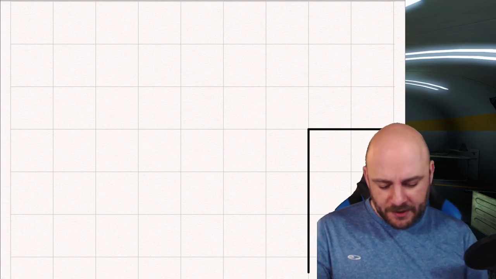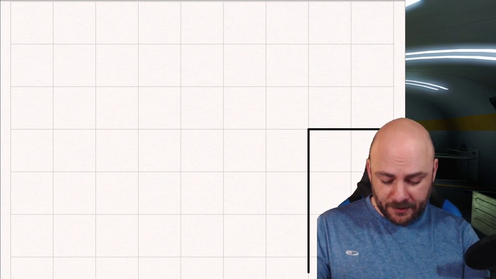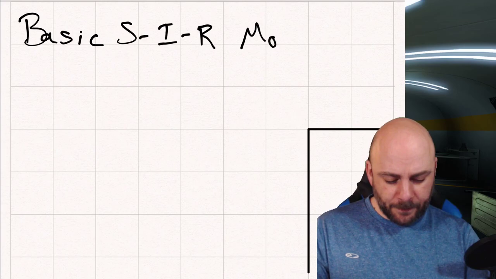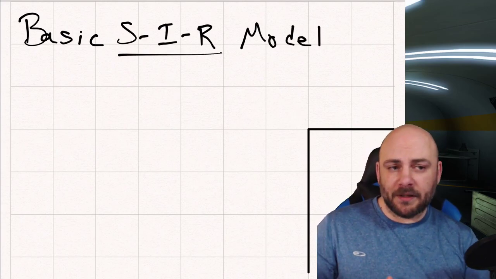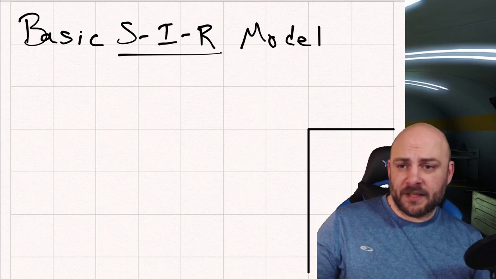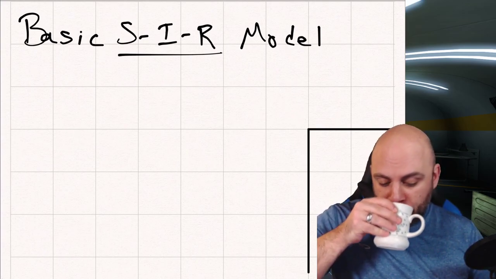All right. The first thing I want to do is build for you the basic SIR model. This is the standard epidemiological model that is the building block that a lot of us can go on to do more and more complicated things with after.